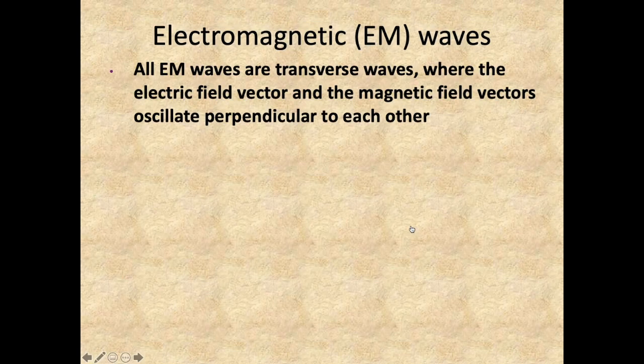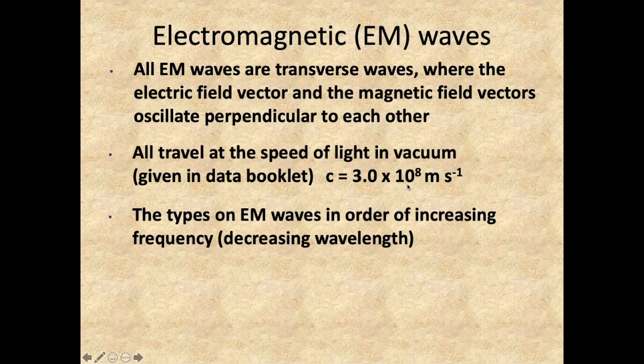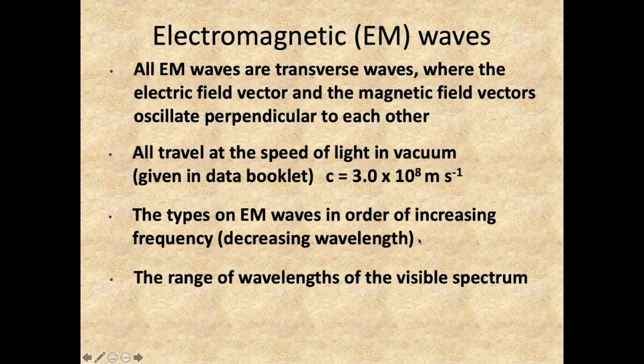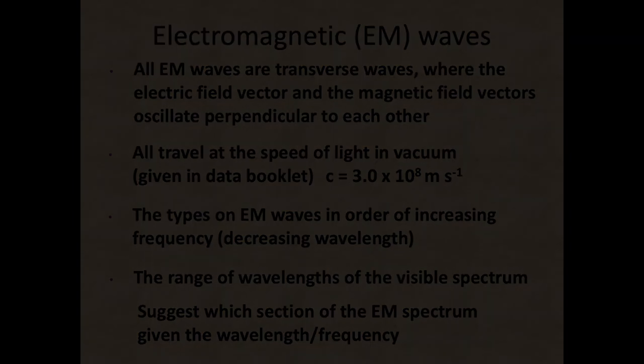So what you need to understand is that all electromagnetic waves travel at the speed of light in vacuum. This value is given in the data booklet. The types of electromagnetic waves in order of increasing frequency or decreasing wavelength is what you need to know about the electromagnetic waves. The range of wavelengths of the visible spectrum, you can look that up. And suggest which section of the electromagnetic spectrum given the wavelength or frequency.